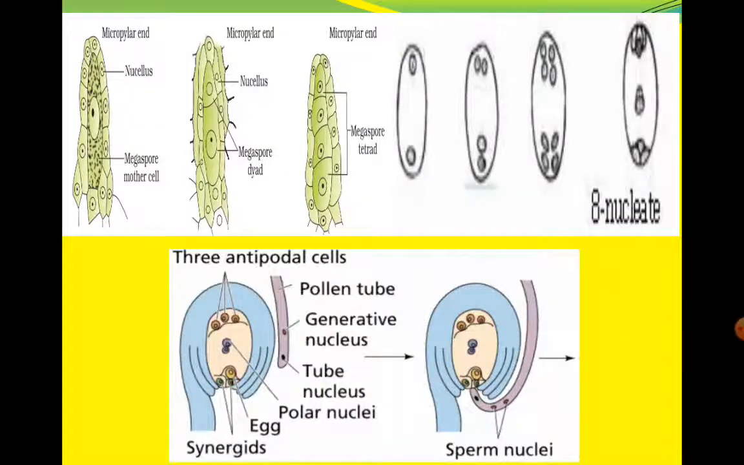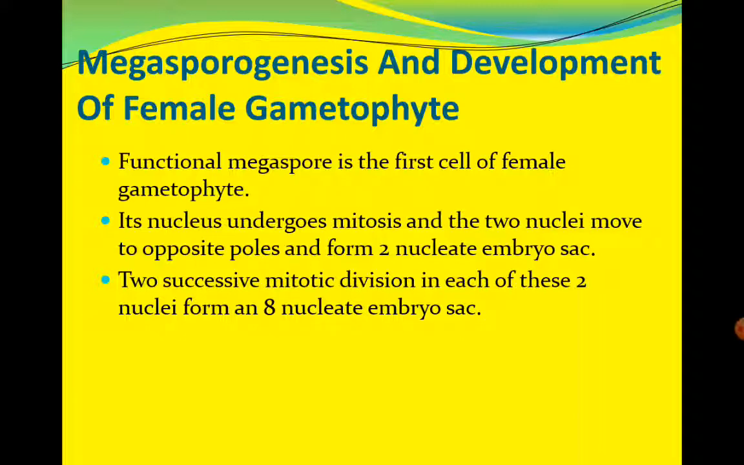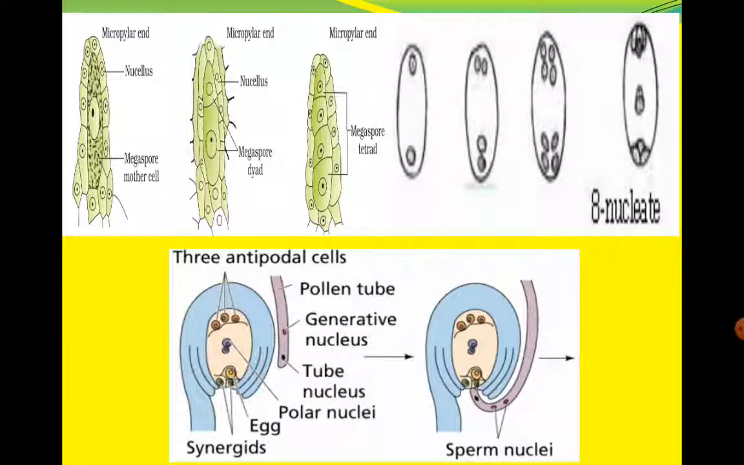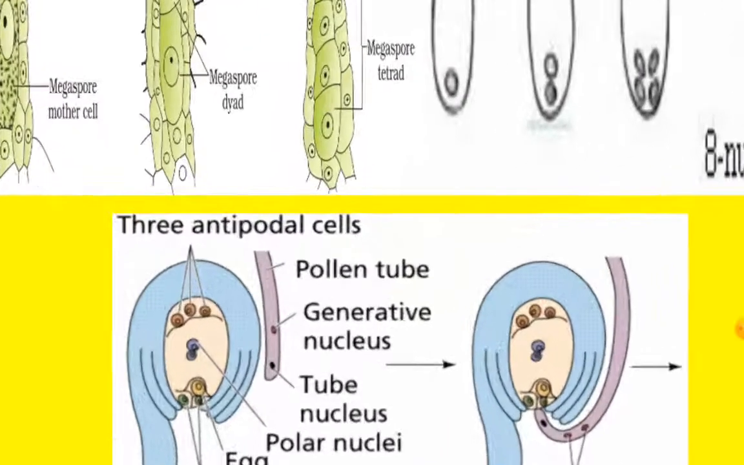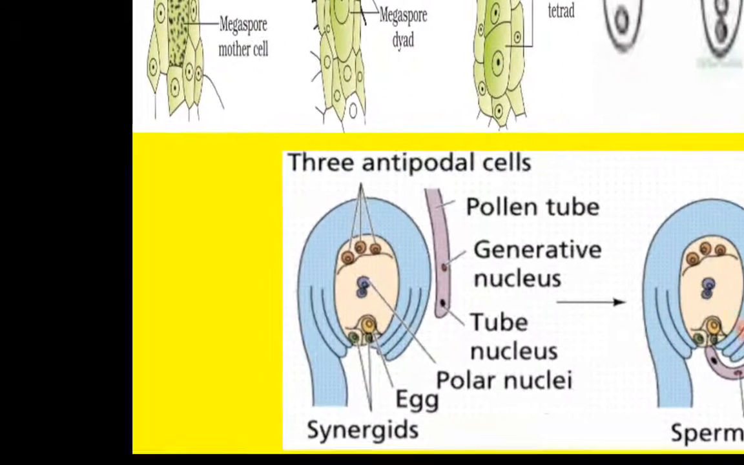The functional megaspore is the first cell of the female gametophyte. Its nucleus undergoes mitosis and forms 2 nuclei, and the 2 nuclei move to opposite poles. After that, the 2 nuclei undergo 2 successive divisions and form the 8 nucleate embryo sac, which is also considered an 8 nucleate 7 cell embryo sac. So you can see here 8 nuclei and 7 cells. You can also see this in the diagram.